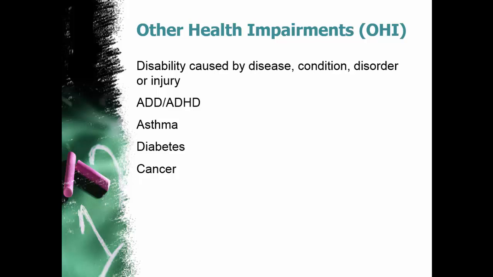Other health impairments, or OHI, are disabilities caused by disease, condition, disorder, or injury. This could include ADD and ADHD, which are the most widely known, but can also include things such as asthma, diabetes, or cancer. In recent years, the IDEA was amended to make autism its own category, and therefore any child on the autism spectrum can receive services as part of the IDEA.